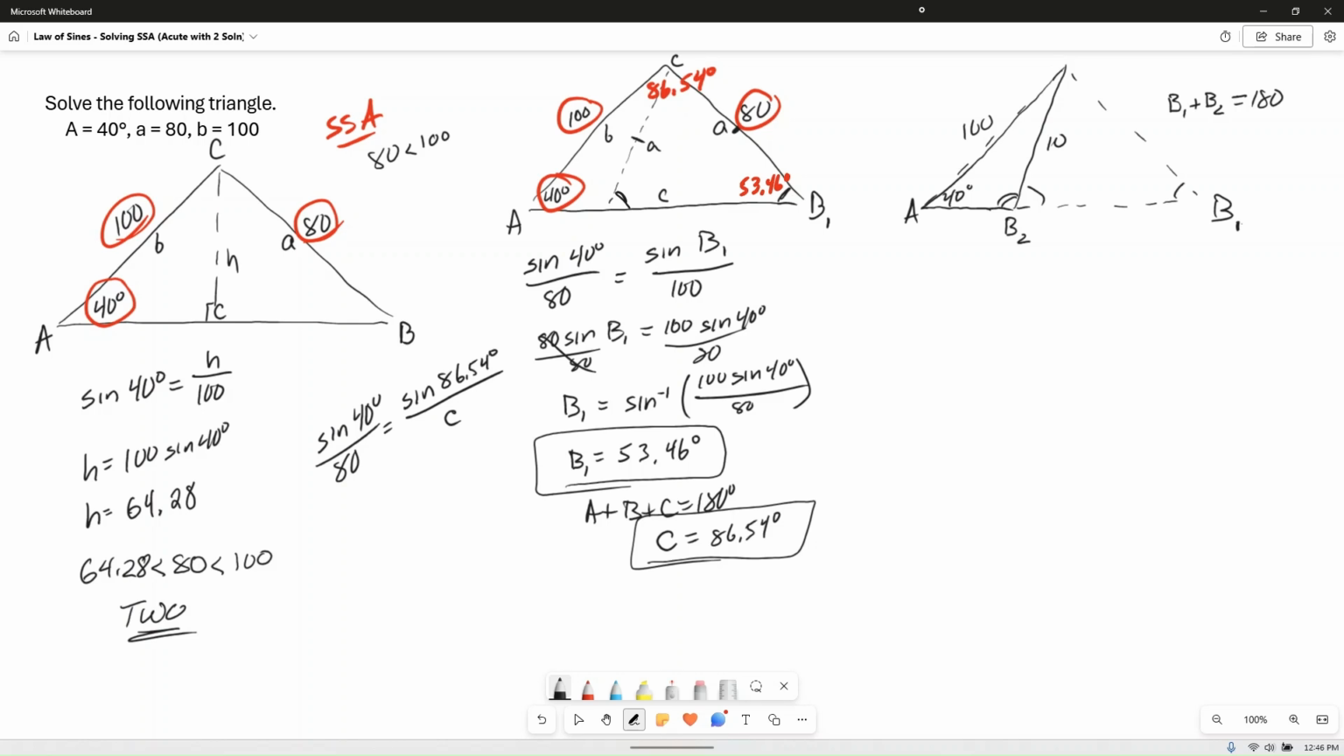Again, cross multiply and divide, you get C has to equal 80 times the sine of 86.54 degrees divided by the sine of 40 degrees. And that gives us that side C is equal to 124.23.